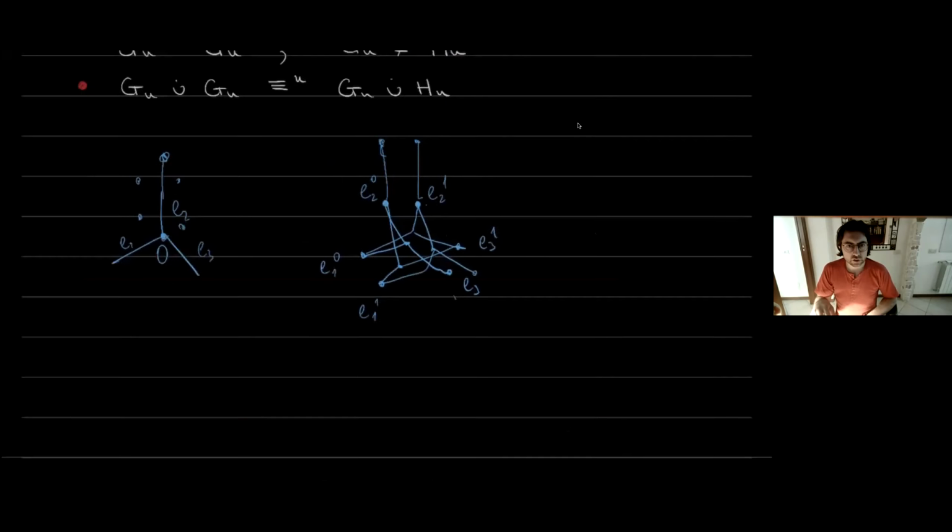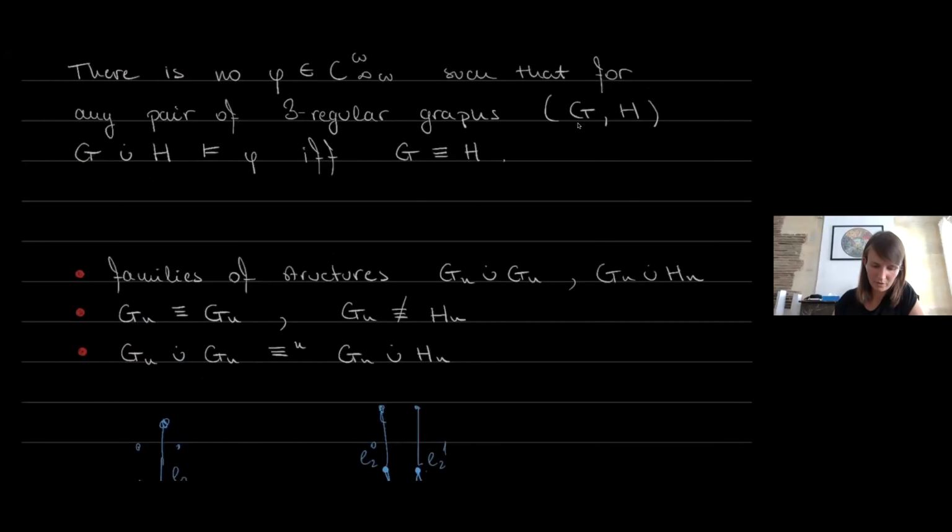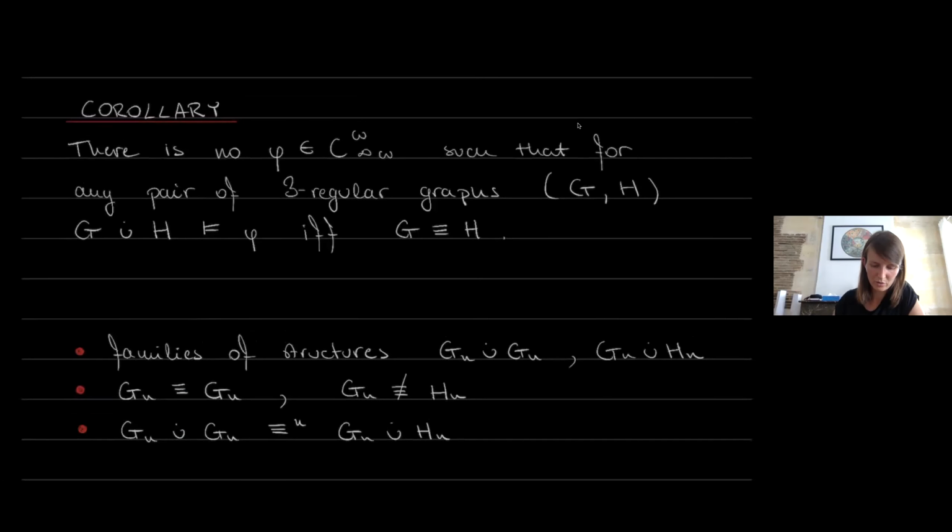Yes. So basically you could look at this corollary. It's just that in this corollary I don't state what is the number of vertices. Those graphs have O of n vertices.